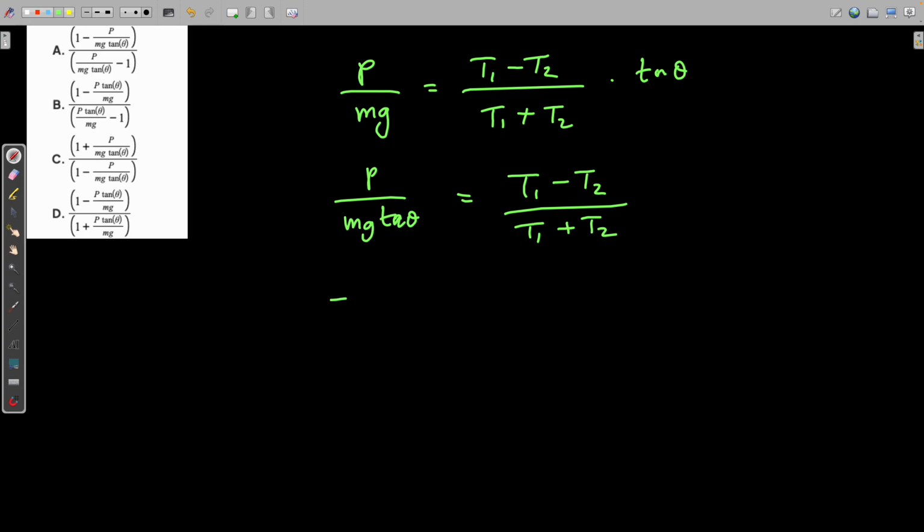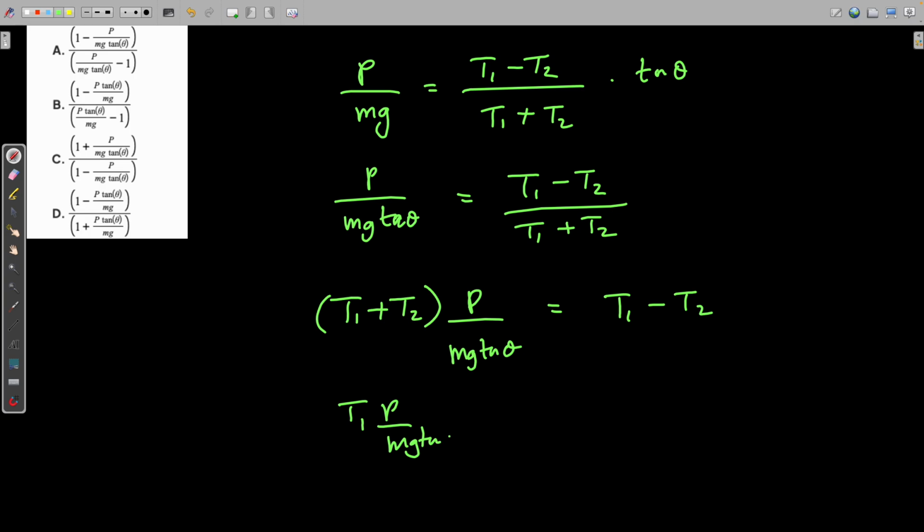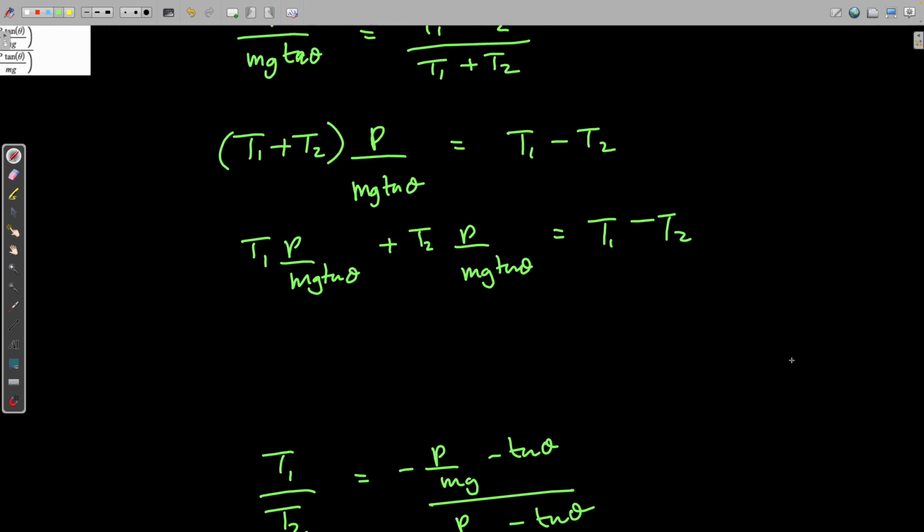So it would be T1 plus T2 times P over mg tan theta equals T1 minus T2, like that. And then it kind of gives T1 here, T1 here, T2 here, T2 here. So if I multiply out this bracket, I get T1 P over mg tan theta plus T2 P over mg tan theta equals T1 minus T2, like that. So now all the T1s and T2s are separate.